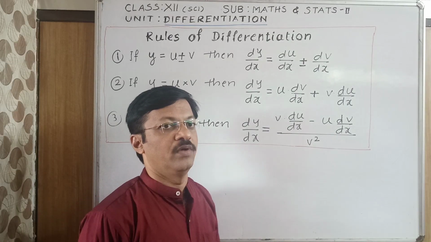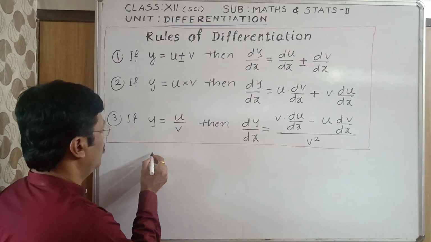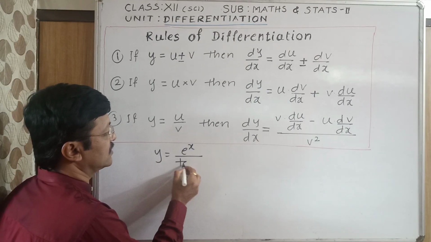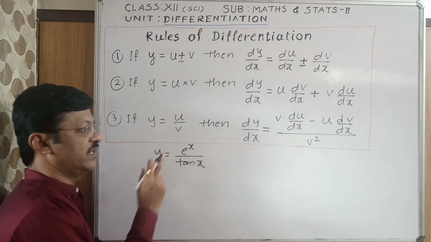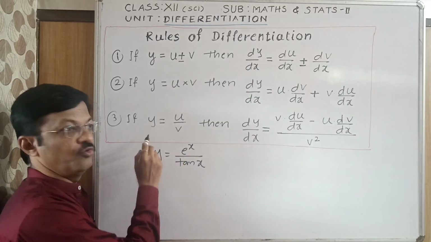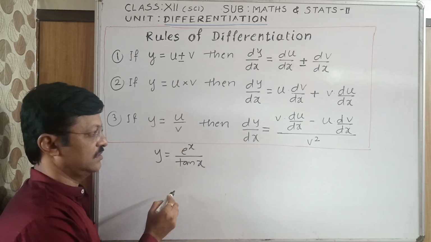Now let us see one example on the quotient rule. Suppose y is equal to e raised to x upon tan x. So clearly it is in u upon v form. The quotient rule has to be used. Your u is e raised to x and v is tan x.